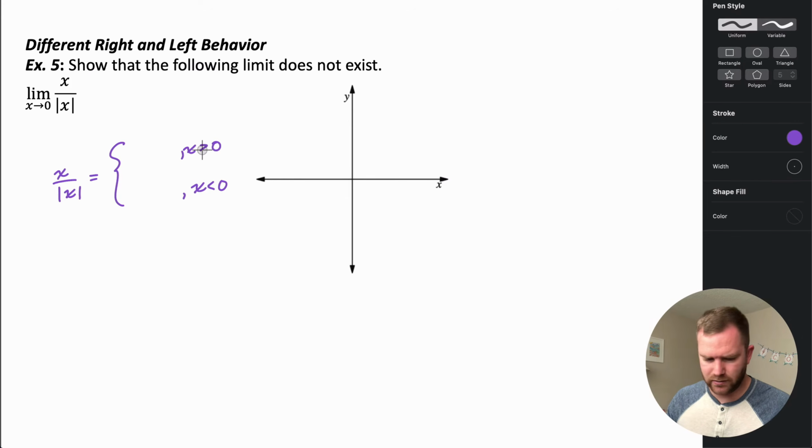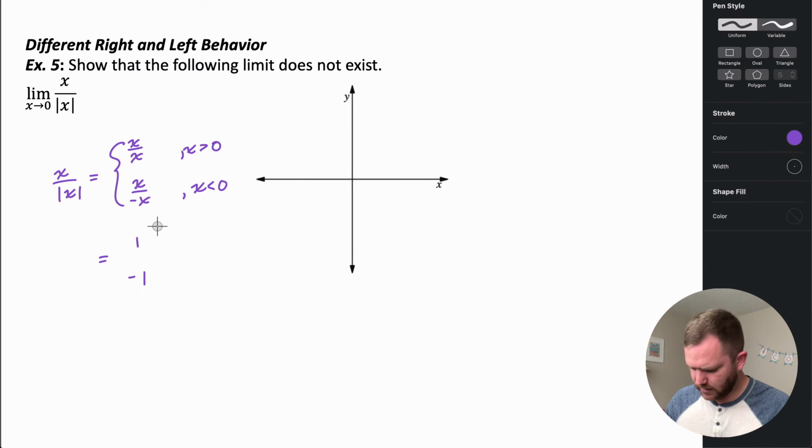So when x is greater than 0, if I plug in a number greater than 0, my output for my absolute value is the same. So I end up with x divided by x. If I have a number less than 0, this ends up being its opposite. So I get x over negative x. Now if we simplify this a little bit, x divided by x is just 1. And then x divided by negative x is negative 1.